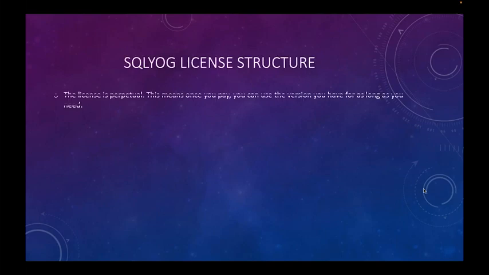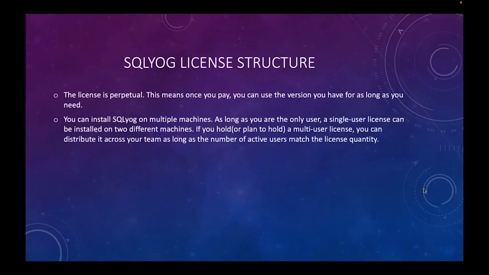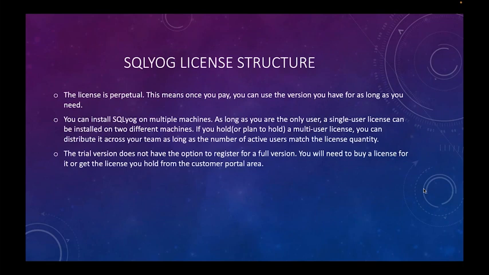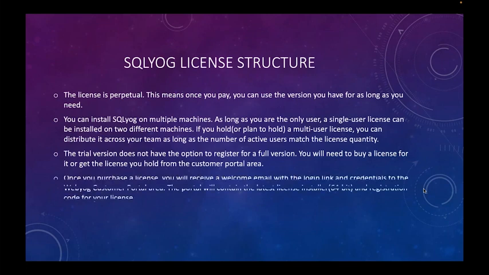That's the license structure. The license, as I mentioned before, is perpetual. You can pay once and use it for as long as you need. You can install it on multiple machines, on a home PC and a work PC. If you use a multi-user license, you can distribute it across your teams. Now, the trial version does not have an option to register to a full version. You will need to buy a license for it.